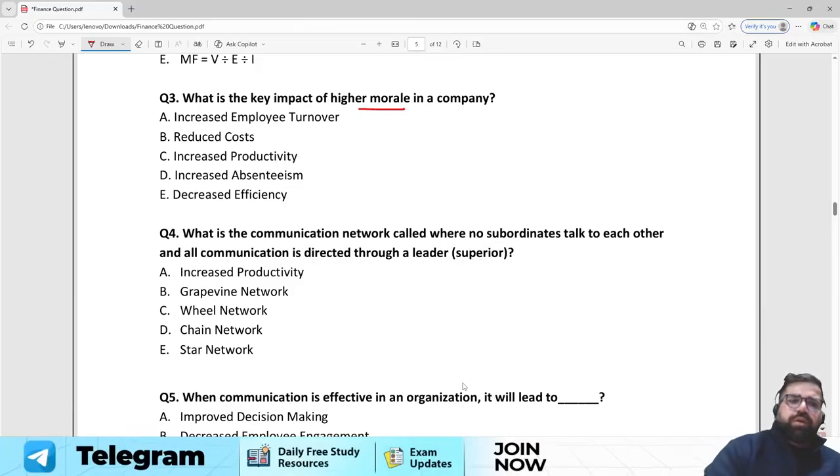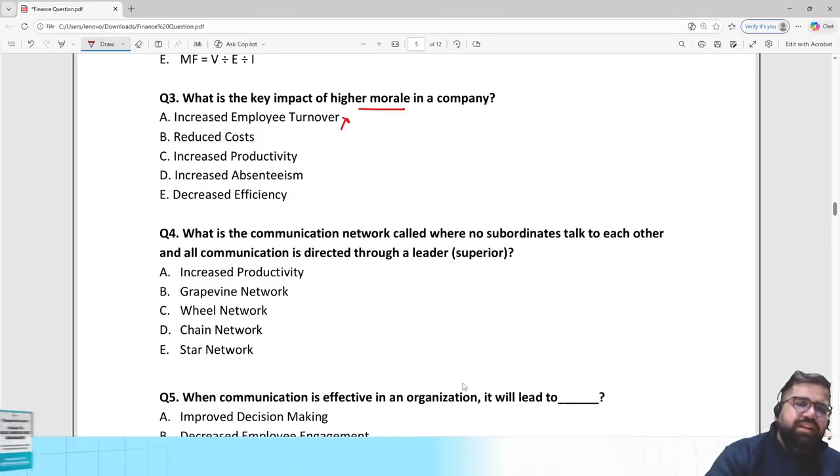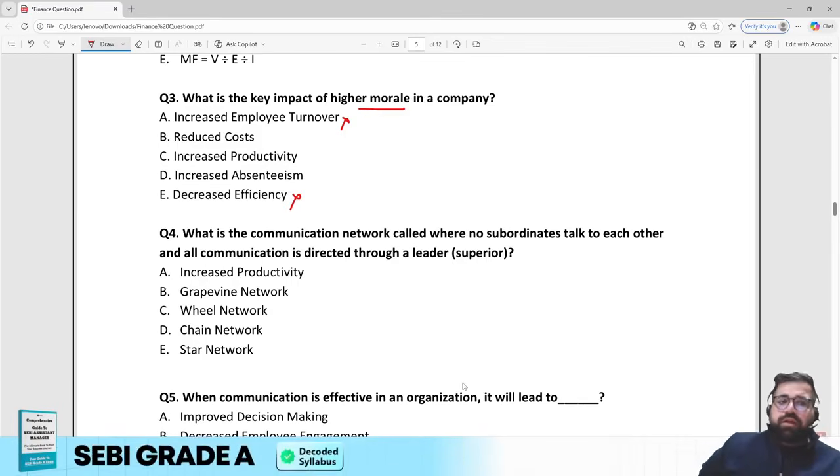Increase employee turnover? No, because if morale is high, people will stay in the company. Reduce cost, increase productivity, increase absenteeism, or is it related to decrease efficiency? Efficiency will increase, right? So it is also removed.